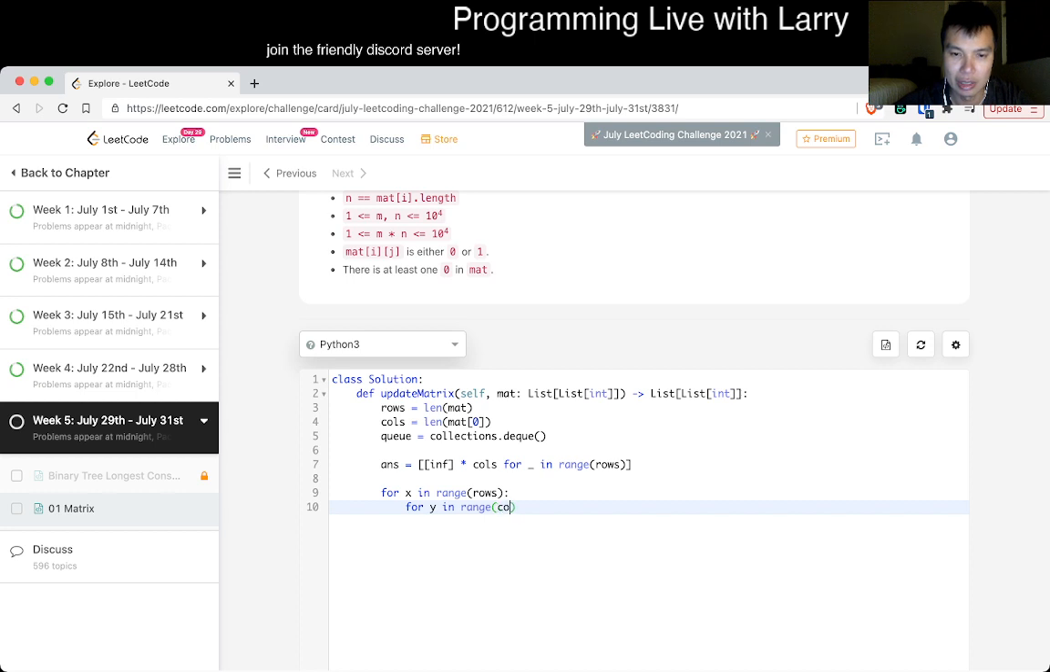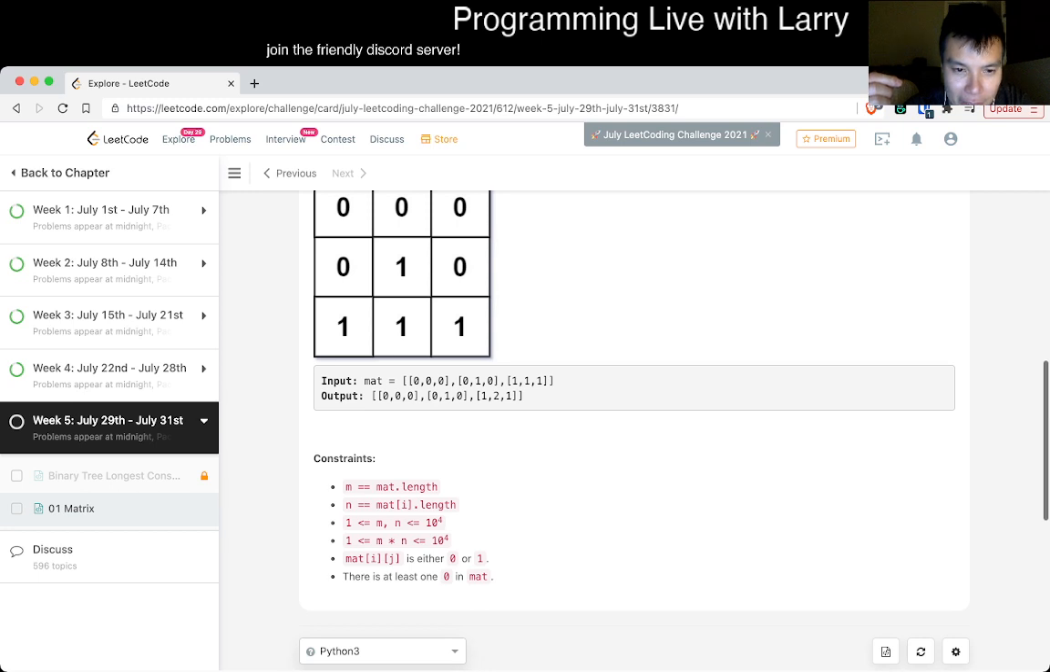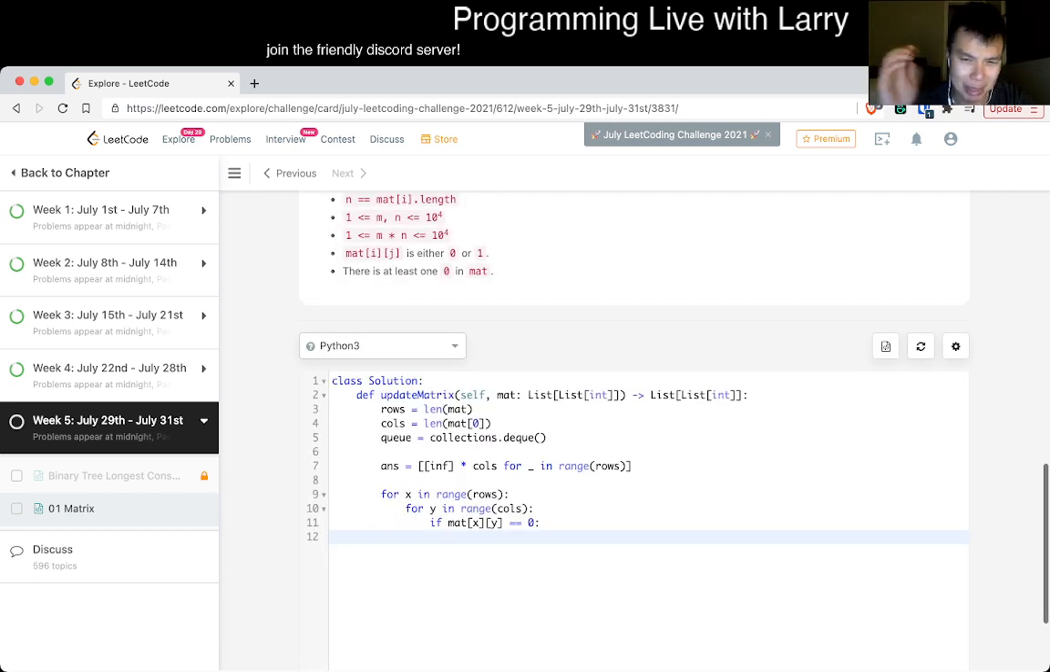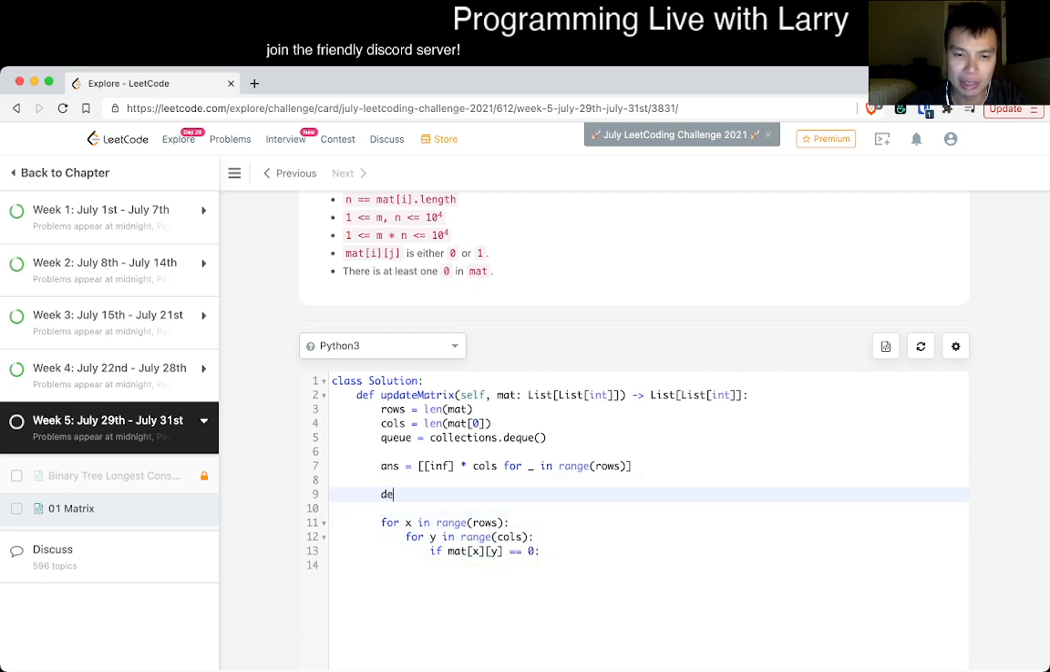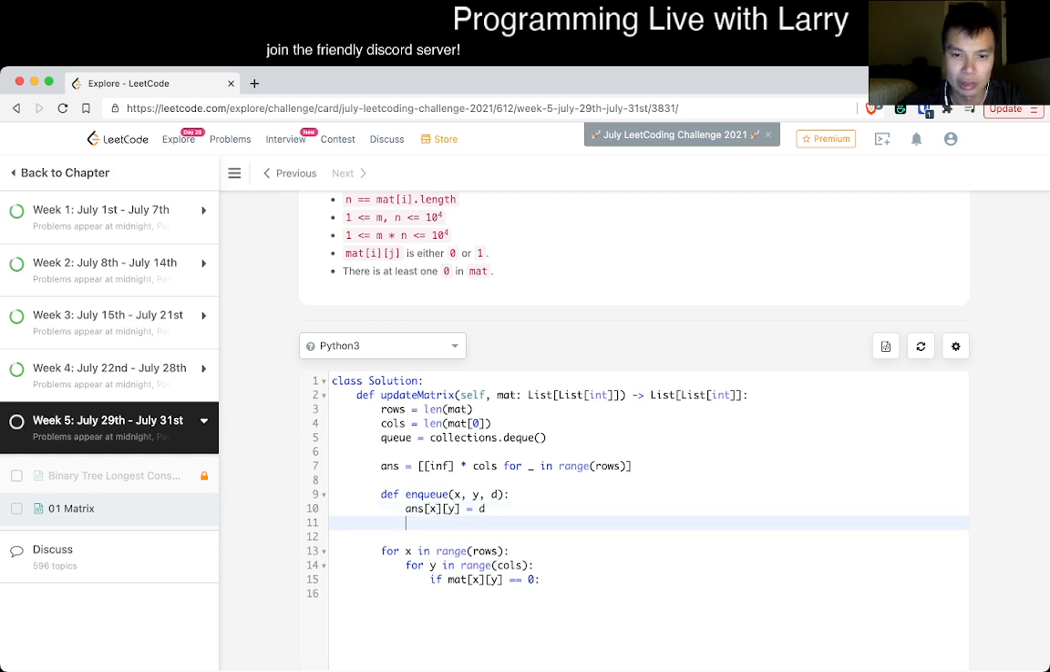for each cell, if matrix x, y is 0, then this is our initial condition. I'm just checking to see whether the inputs are zeros or strings of zeros, because sometimes they're a little bit weird, but that's okay. And here, let's have a helper function called enqueue. I don't do this all the time, mostly because I'm lazy, but I think this is okay. D for distance, so then here you would set answer x, y equal to d, and also q dot append x, y, d, right? Is that okay? Yeah, I think that's okay. So in this case, we want to enqueue x, y at a distance of 0, right?